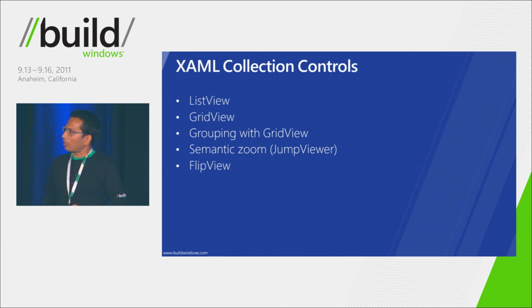So here's a list of the new XAML collection controls that we have in Windows 8. I'm going to go through this real quick on this slide. We have list view and grid view. Those are two list controls. We have support for grouping inside grid view. Then we have something called the semantic zoom, which I'll go over later in this session. And then there's another control called flip view, which, for those of you who went to Joe Stegman's session early in the morning, he showed there. In the remaining 50 minutes or so, we'll go over all of these controls and look at the different capabilities and look at some code as well.